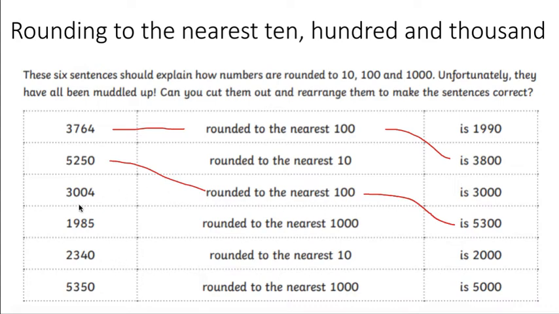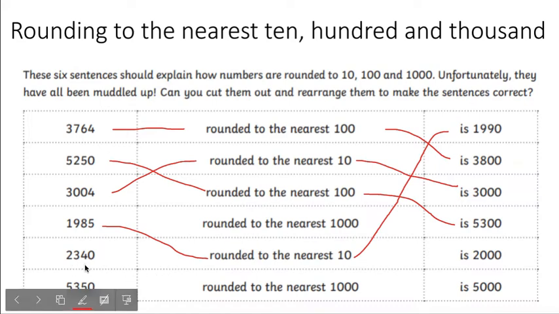Okay, let's keep going. 3,004 rounded to the nearest 10, well that's 4 there, so I'd round it down to 0, meaning my number would become 3,000. So 3,004 rounded to the nearest 10 is 3,000. So let's match those up into a sentence. And the next one, 1,985, I'd round it up because I've got 5 there, so 1,990. There is 1,990, so I've rounded it to the nearest 10 again. I can draw a line to rounding it to the nearest 10, and there is my answer up there.